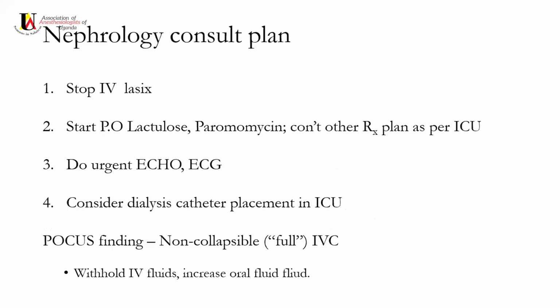So in our consult with the nephrologist, he recommended that we should stop the IV Lasix that he was on, and instead start him on oral lactulose, and then oral paromomycin, and then we continue with the other plans as we had initiated in ICU. He also recommended that we should have an urgent echo and ECG done before we could initiate him on dialysis. So he also asked the team to place a catheter, and indeed we had a catheter placed. So the point of care ultrasonography showed a non-collapsible, what is sometimes described as a full IVC, and so we decided to withhold any fluids and instead increase his fluid intake via the nasogastric tube.